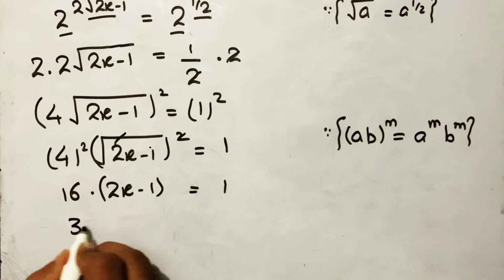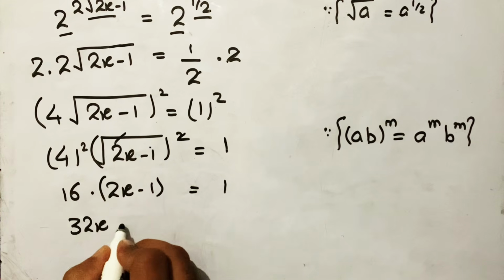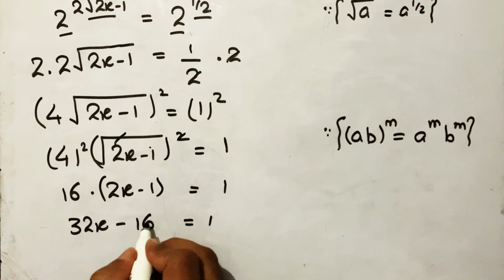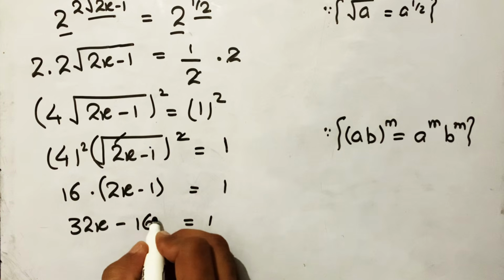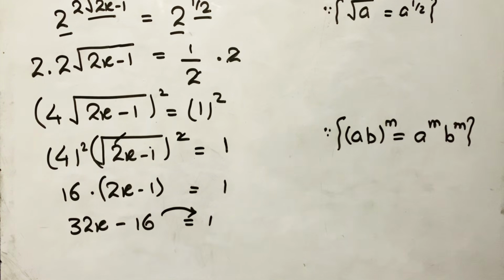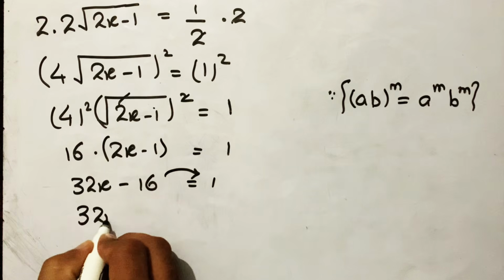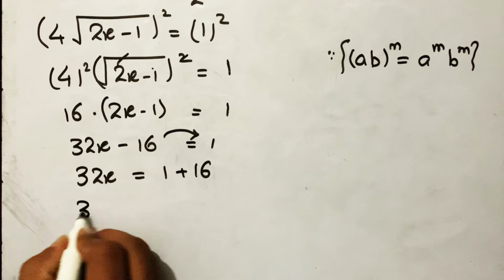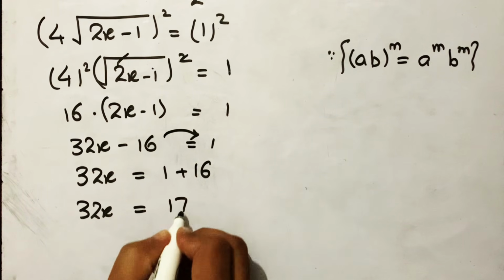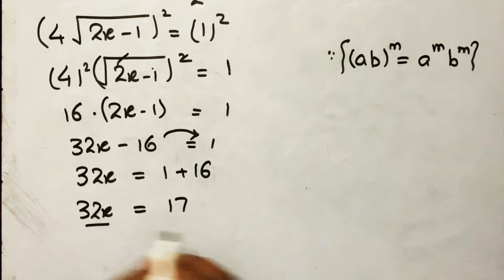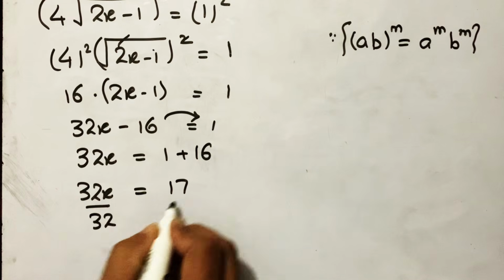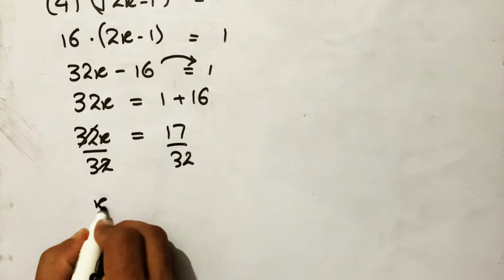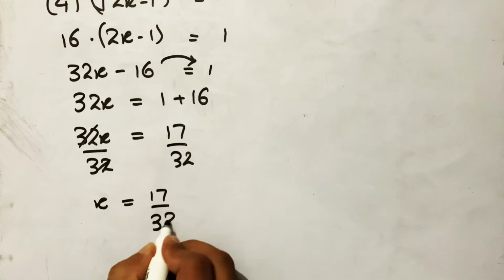16 times 2x is 32x, 16 ones are 16, so 32x minus 16 is equal to 1. Here the left side is negative and the right side is a positive number, so 32x is equal to 1 plus 16, which is 17. 32x equal to 17, divide by 32, means that x is equal to 17 over 32.